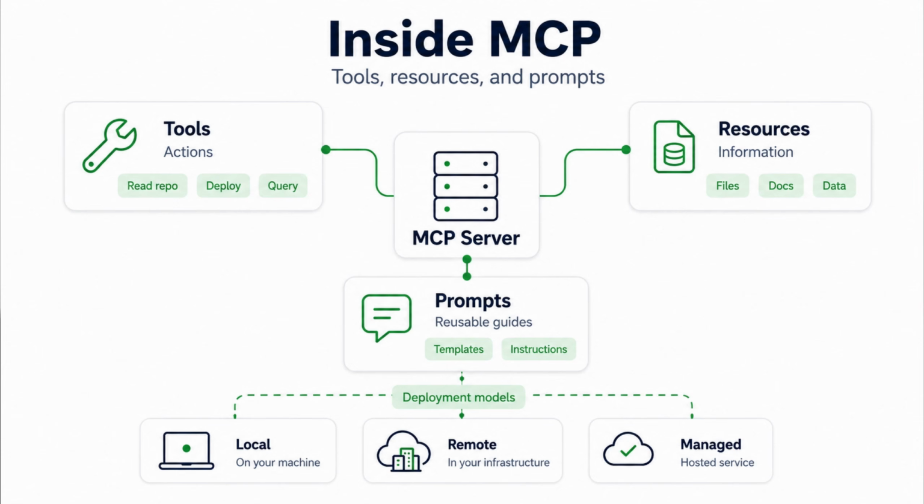So instead of AI only generating the text response, it can now interact with the real system in a more organized and reusable way. So MCP servers themselves can expose different types of capabilities. Tools represent actions the agents can perform. Resources represent the information the agent can access, and the prompts can provide reusable instructions or templates that help guide the model during execution.